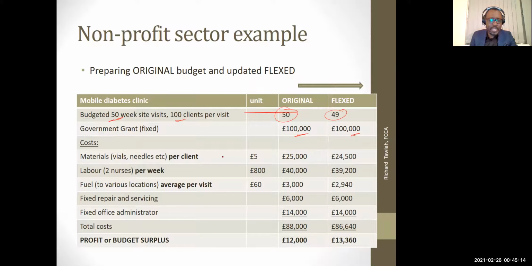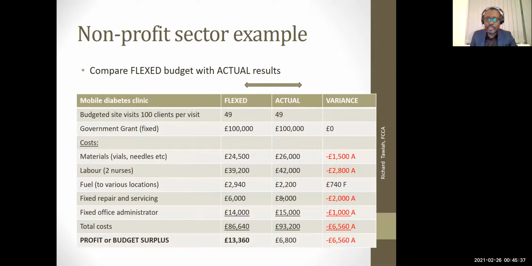Now, these are the materials we projected, the material cost together with the fixed cost which we've projected. So per unit, fixed costs have no per unit, okay, remember? So we work them out, and originally we thought we'd make a surplus of 12,000, but since we reduced it by 1 day, we're making an extra surplus of 1,336. Now, let's see the actual thing which happened. So we thought we are now going to be making 13,360 after we flexed it and realized the changes.